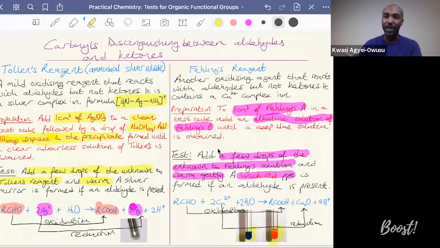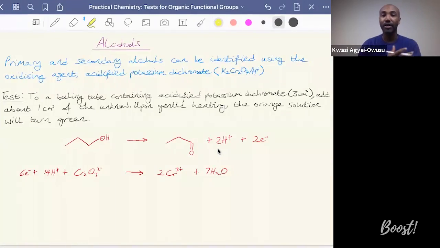And if we next look at alcohols and being able to identify the different types of alcohols present. Now, primary and secondary alcohols can be identified using an oxidizing agent. We know that because we can oxidize the primary alcohol to an aldehyde and then even further to a carboxylic acid, and we can oxidize a secondary alcohol to a ketone. So if we've got a primary or secondary alcohol present, we should be able to detect it by looking at the change in color of the oxidizing agent that we use.